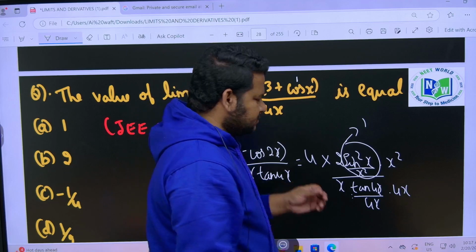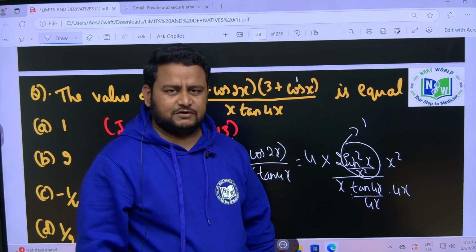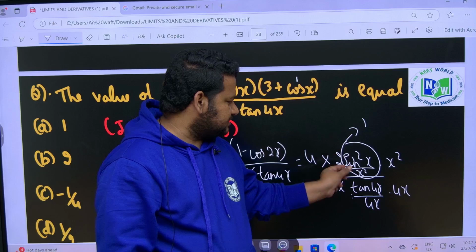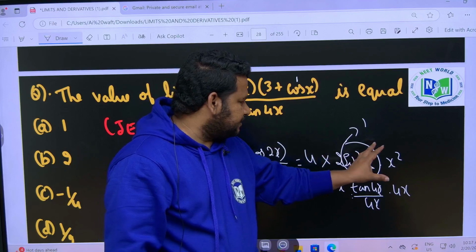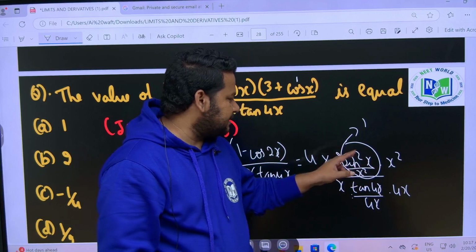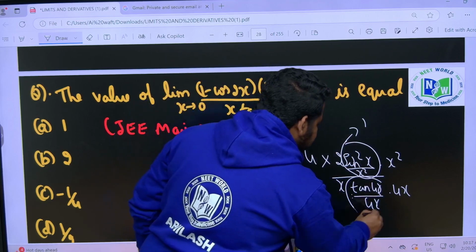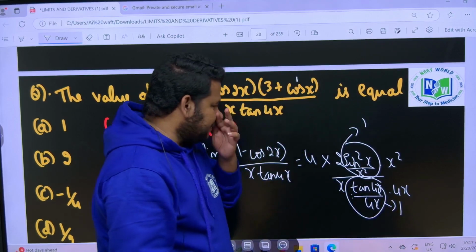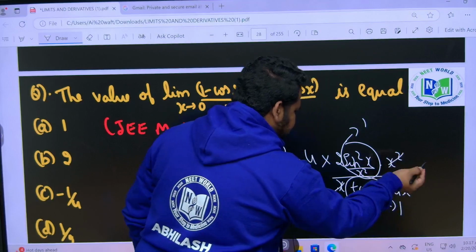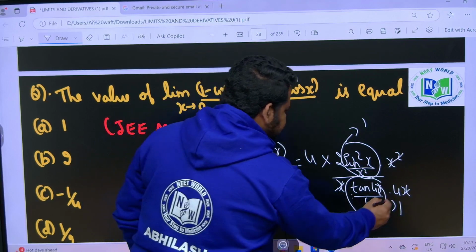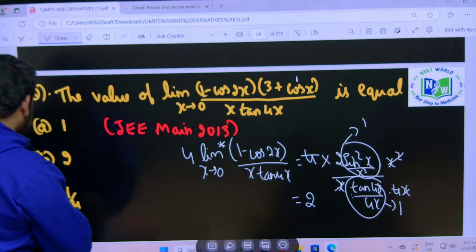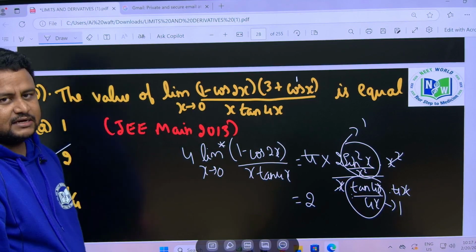You must be wondering, sir, the limit is sin x by x equal to 1, why are you writing sin square x by x square equal to 1? Sin x by x into sin x by x is nothing but sin square x by x square. 1 into 1 is 1 itself. Similarly, this value will also be equal to 1. Now I am left with x into x, which is x square. X square cancels. I am left with this 4 and this 4, and then I'll have the value of 2. So here, friends, the correct answer is 2.